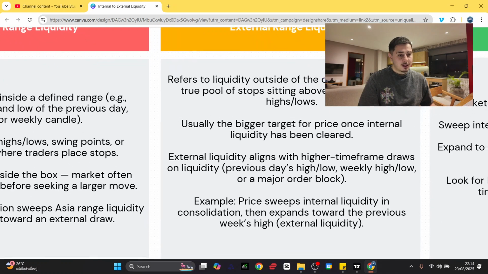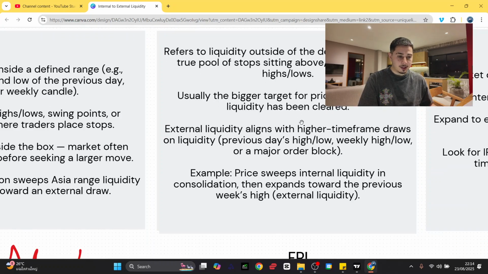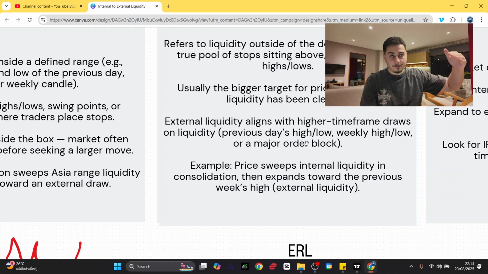External range liquidity is the liquidity outside the defined range. So this is the liquidity that's sitting above it or below it, whichever basically. It's usually the bigger target for price once an internal liquidity has been cleared, and it's essentially just a continuation of where price is going to go.